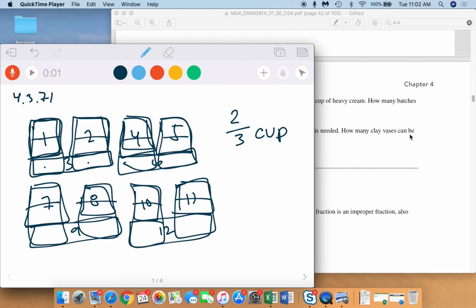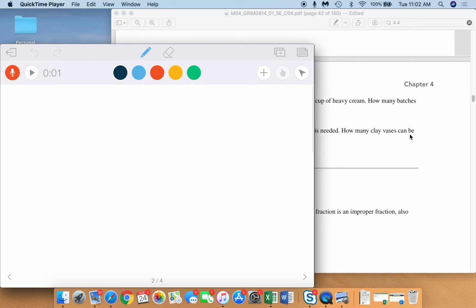Does that mean that we're multiplying? No, because we don't want to know what 2/3 of 8 is. We want to know how many batches of 2/3 are in 8. So that means that we're going to be dividing. That means we're going to do 8 divided by 2/3. If each recipe needed 1 cup, we would say 8 divided by 1. But now we have 2/3 cup instead of 1 cup. So remember, when we divide, that's the same dot flop. We change it to a multiplication problem, and we multiply by the reciprocal. Same dot flop.